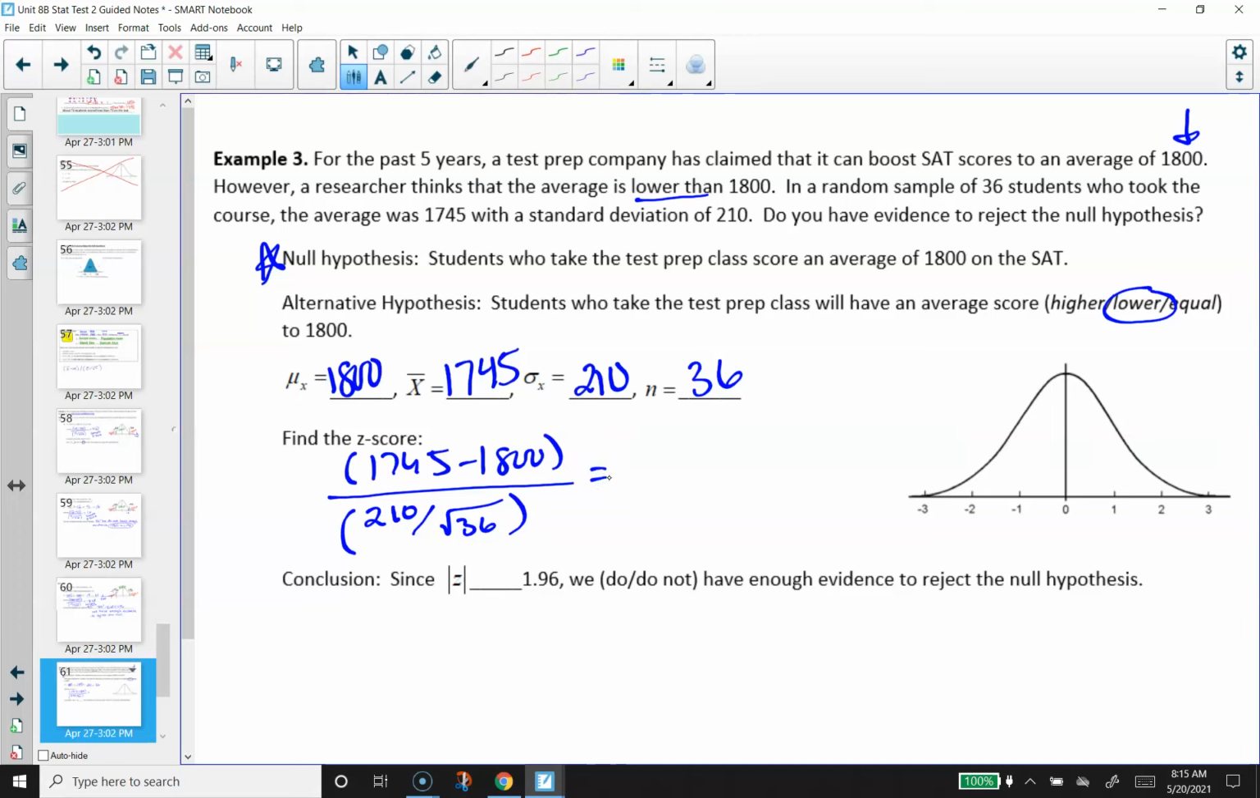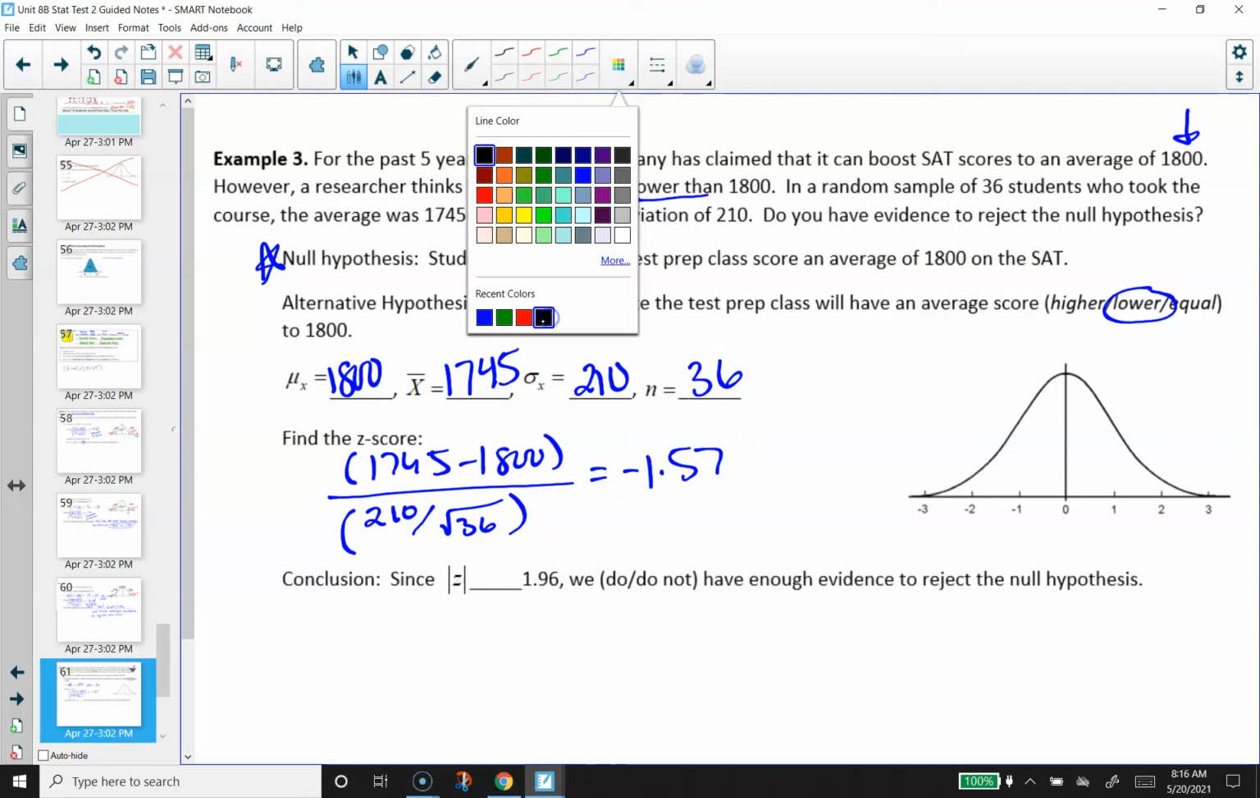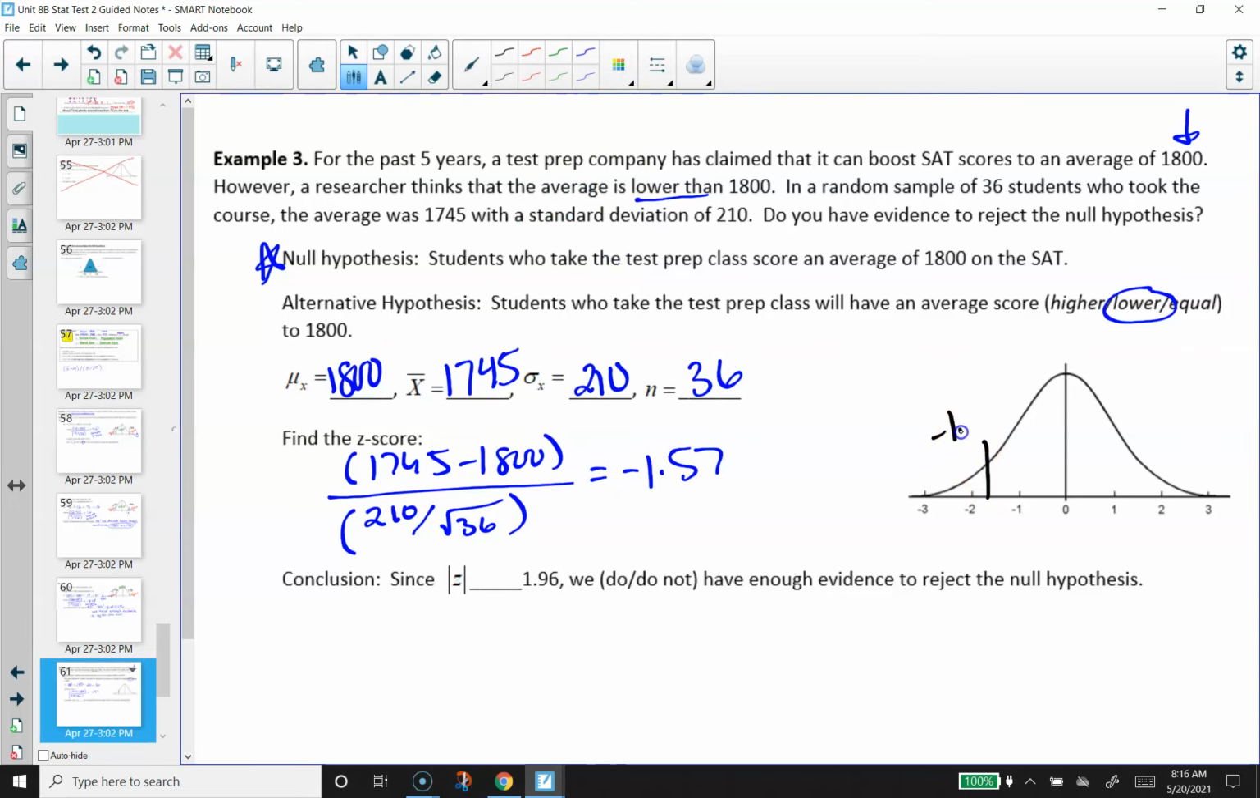All right, let's see here. Again, type it in with parentheses so that way your calculator does it in the correct order. I have a z-score of negative 1.57. So, draw my boundaries back down here. Negative 1.96, positive 1.96.